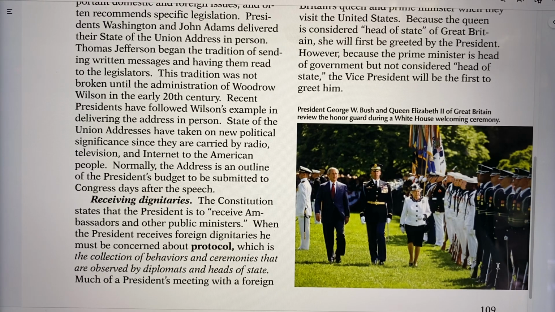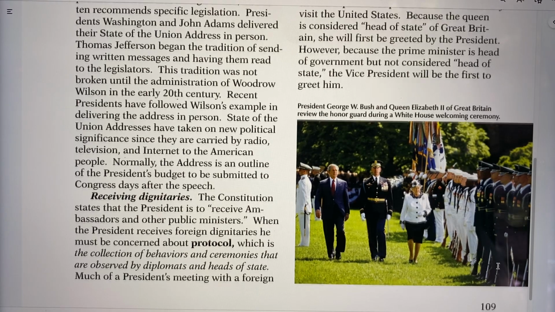And now it's on radio and it's on TV. It's been on radio for quite a while. It's on TV, it's on the internet, and the world can see how important the State of the Union address is now. So it basically is an outline of the president's budget too. So not only that, people can look at where the money is going to go in our government. And that budget is submitted after the speech. So State of the Union, very important.